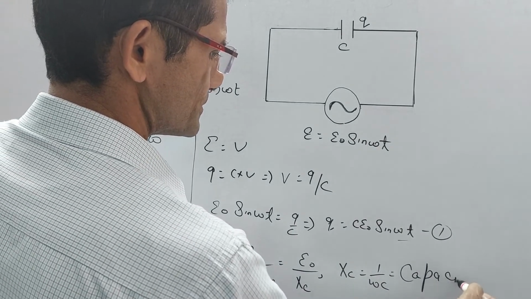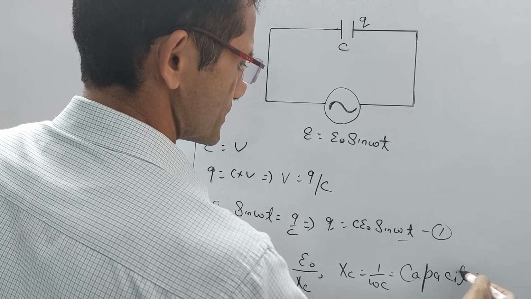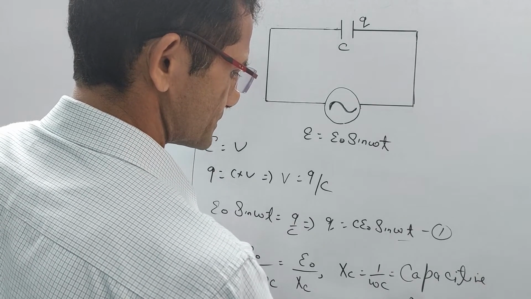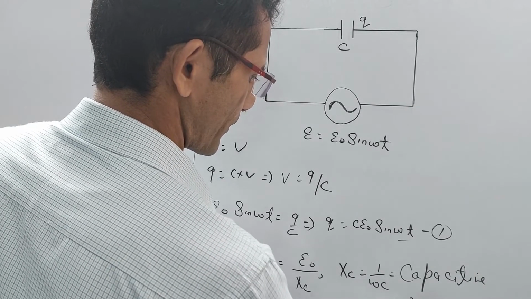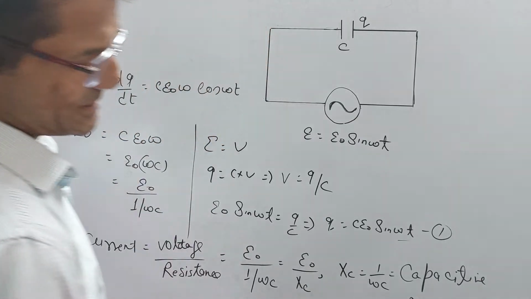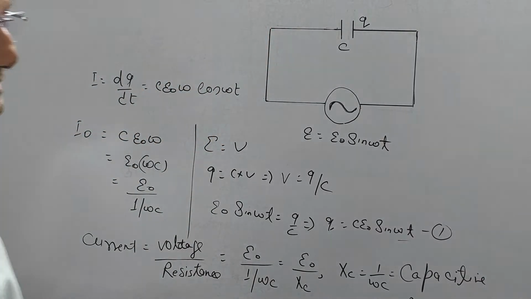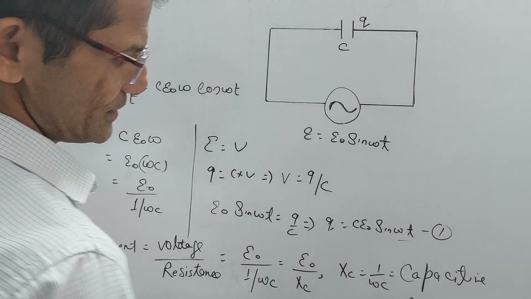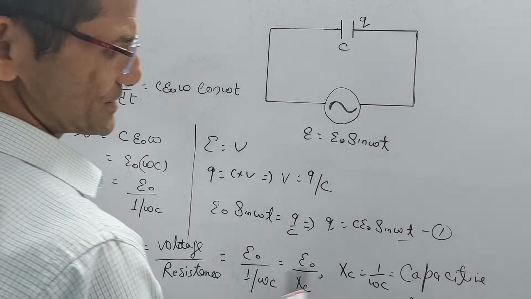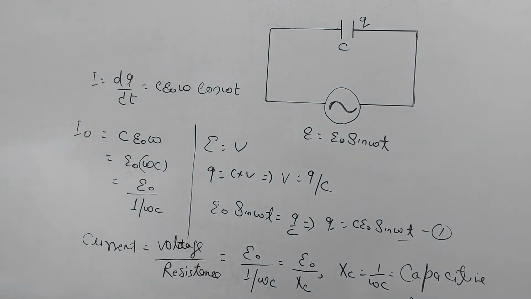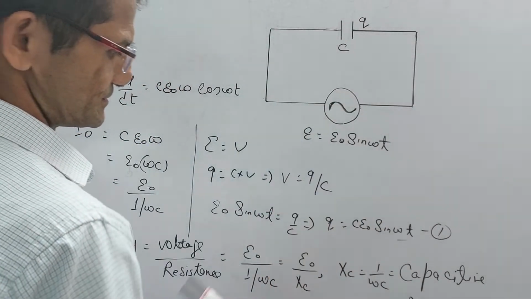Capacitive reactance. As resistance always opposes the flow of the current, or change of the current, likewise this Xc, capacitive reactance, also opposes the change of current in this AC circuit.